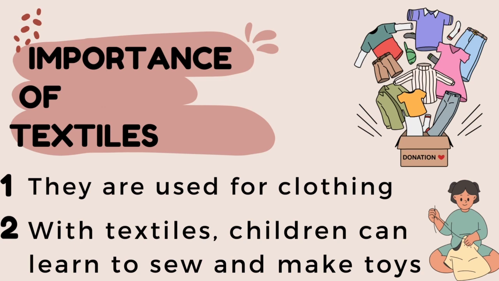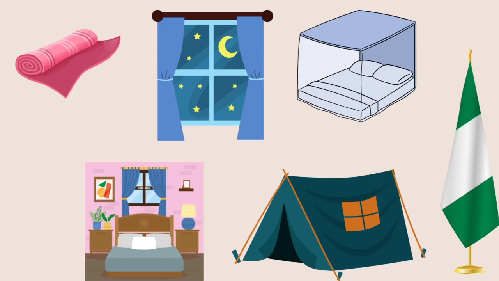Now the importance of textile. One, they are used for clothing. Two, with textiles, children can learn how to sew and make toys. While growing up, most of you girls in this class, you made dresses for your baby dolls. Alright, now, other importance include they are used in carpeting, furnishing, window shades, and they can serve as decoration. Then number four, they can be used as tents, nets, flags, handkerchiefs, dusters, etc.